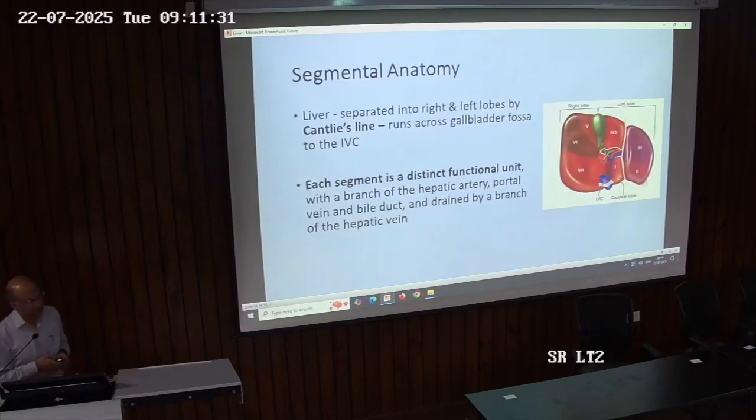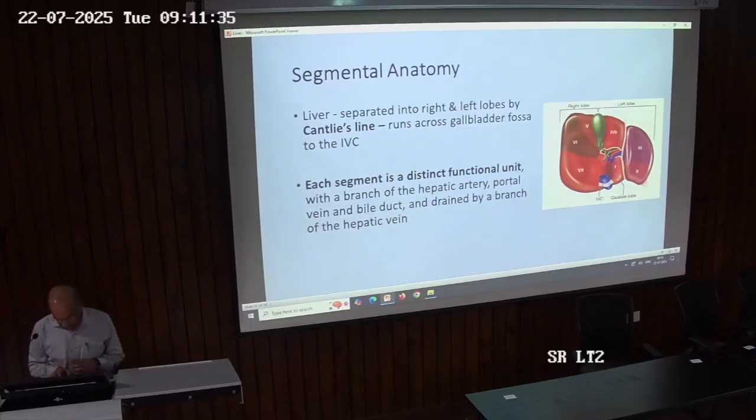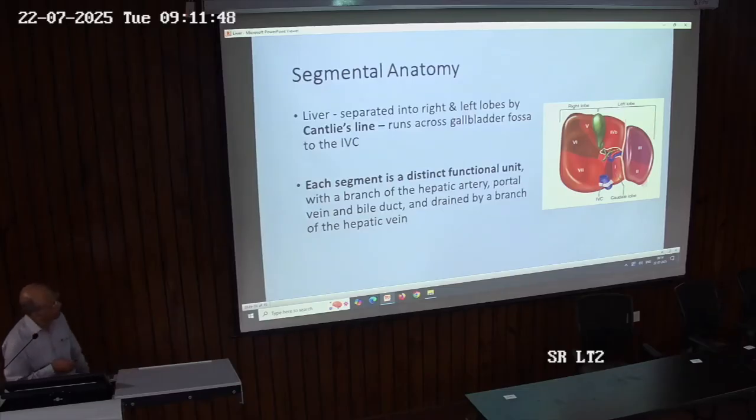Right. So what you saw on the gross morphology, there is a falciform ligament which broadly divides the liver into the left and right parts. But the functional division or the segmental anatomy of the liver is through the Cantlie line which passes through the gallbladder fossa and the IVC.